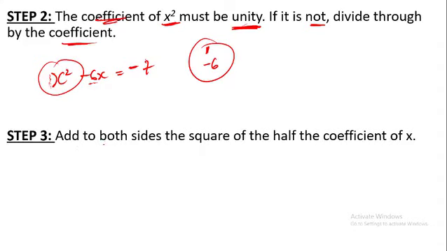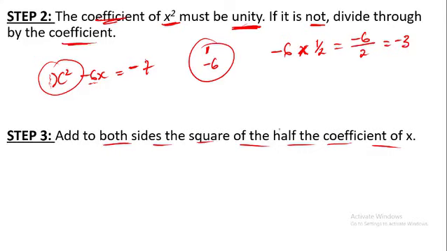Step 3 said we should add to both sides the square of half the coefficient of x. So the first thing we need to do is find the coefficient of x. The coefficient of x is minus 6, and then we are asked to find half of it. Half of it means minus 6 times half, and that will give us minus 6 all over 2, which is equal to minus 3.